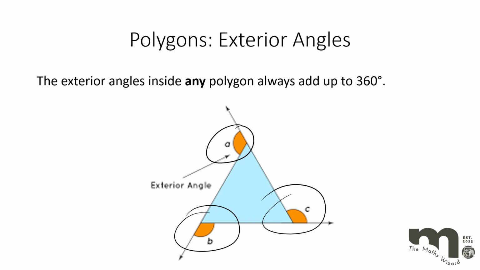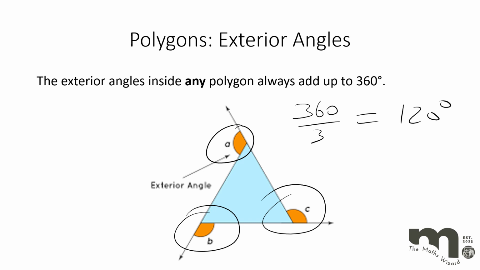Okay, now these will always add up to 360. It doesn't matter which polygon you're working with, the exterior angles will always add up to 360. So if this was a regular shape, an equilateral triangle, we could do 360 divided by 3, and that would tell us that each angle is 120 degrees. You can only do that straight division if it's a regular polygon, because then all of the angles will be the same size.